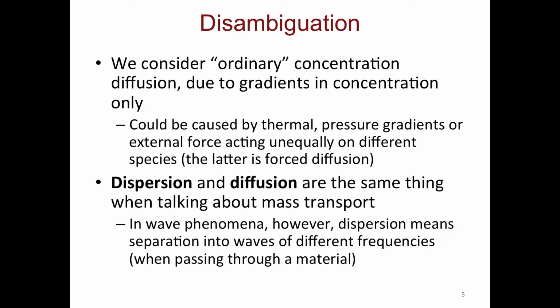Now, we will mostly work with so-called ordinary diffusion here. So I'm just going to look at the concentration differences, nothing else. Though technically, I could actually have any other gradients also cause my species to move. So for instance, I could have heavier molecules and not so heavy molecules, and then gravity will pull heavier molecules. There will be disproportionate pulling of the other two, and that's not necessarily my pressure gradient. It's not that I impose the pressure gradient. So that's, for instance, forced diffusion. So it's forced by some other force and not concentration difference.